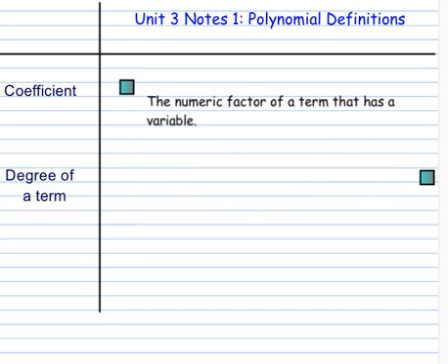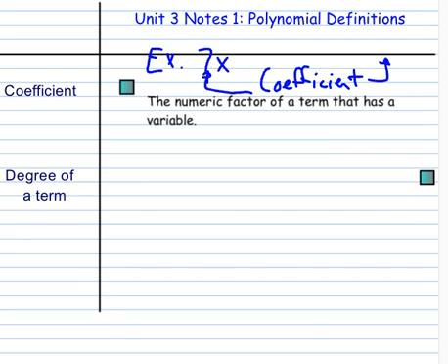There we go. Alright, coefficient. The numerical factor of a term that has a variable. So let's talk about coefficients for a second. An example of a coefficient might be 7x, which is, this 7 is the coefficient. Okay, it's whatever's out in front of the variable x. Or, for example, there might be another one where it's 6xy squared. Yes, this 6 is the coefficient, the x and y are variables in that term.